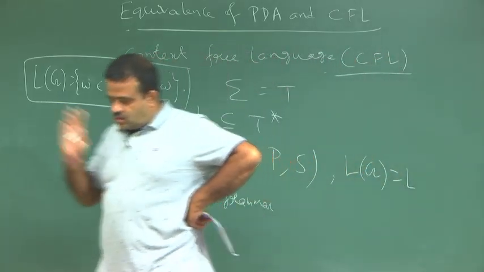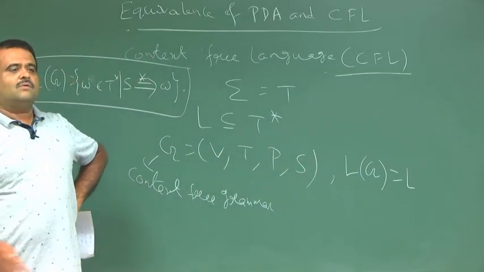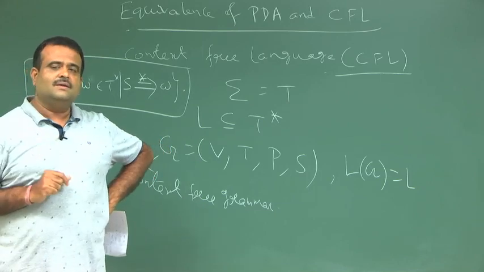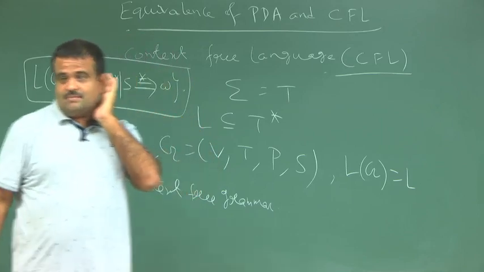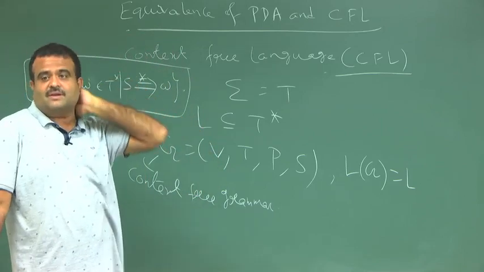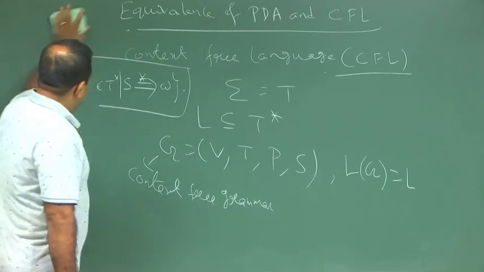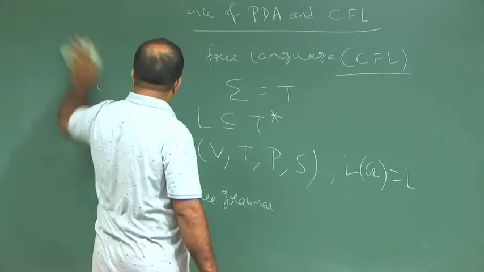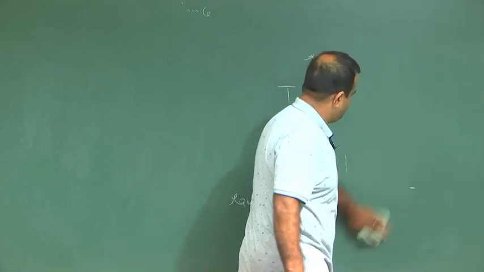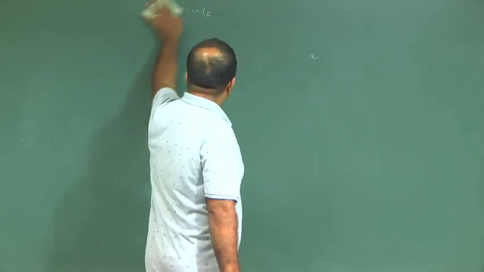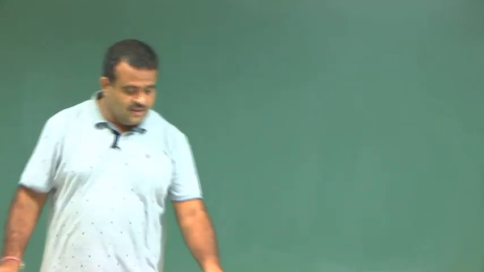Now we will see the equivalency between the context free language and the PDA. Given a context free language, we can construct a PDA which will accept the same language. For that we take the grammar in a particular form, Greibach normal form, GNF. Even if it is not in GNF we can construct it, but first let us take the grammar in GNF and construct a corresponding PDA which will accept the same language.